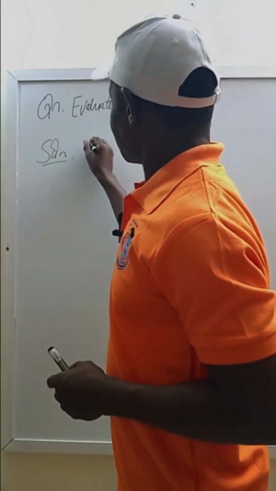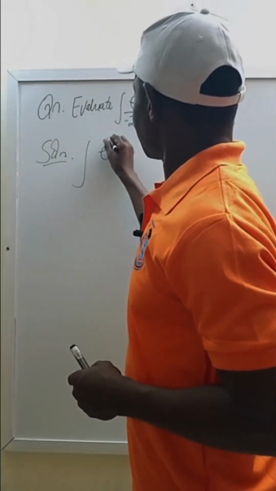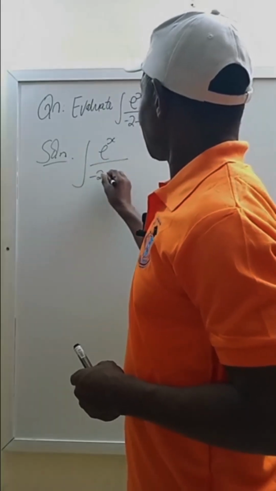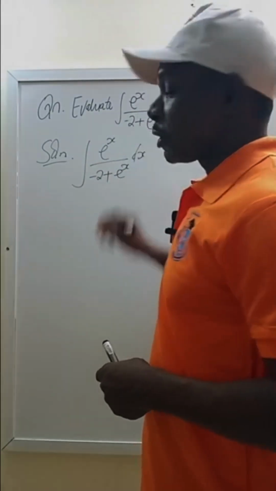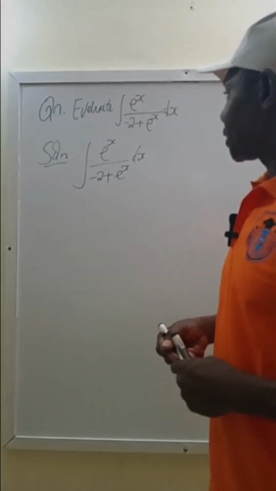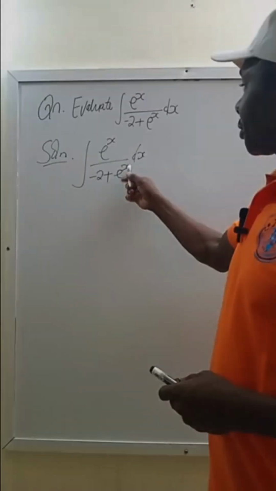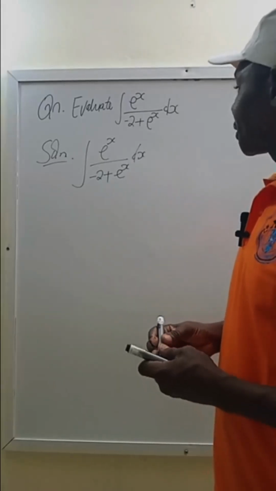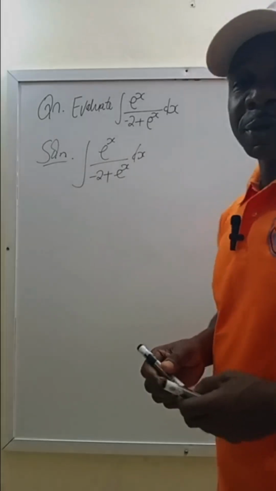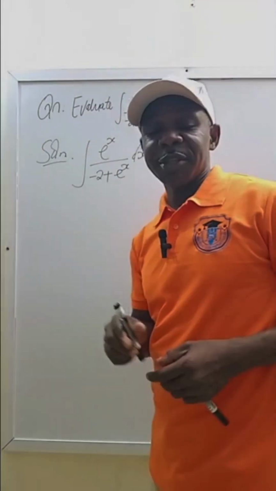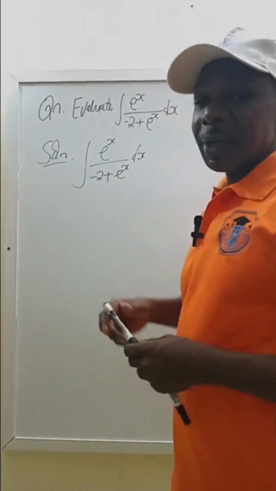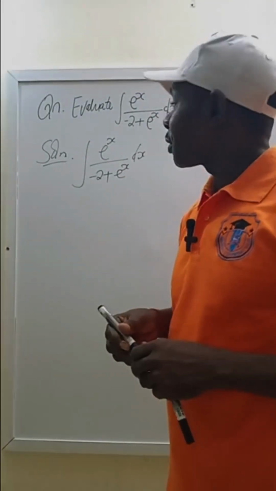We have the integration of e raised to the power of x divided by -2 plus e raised to the power of x, integrating with respect to x. So we have e power x on the denominator, and we have also e power x on the numerator. One thing you have to bear in mind is that differentiating or integrating e power x, you get e power x.